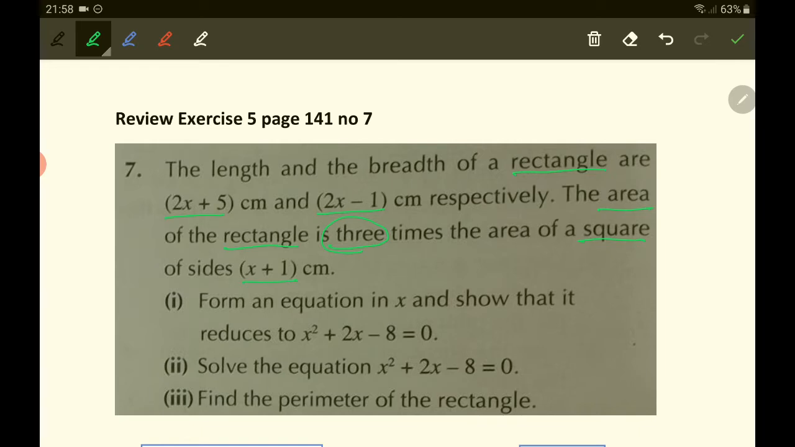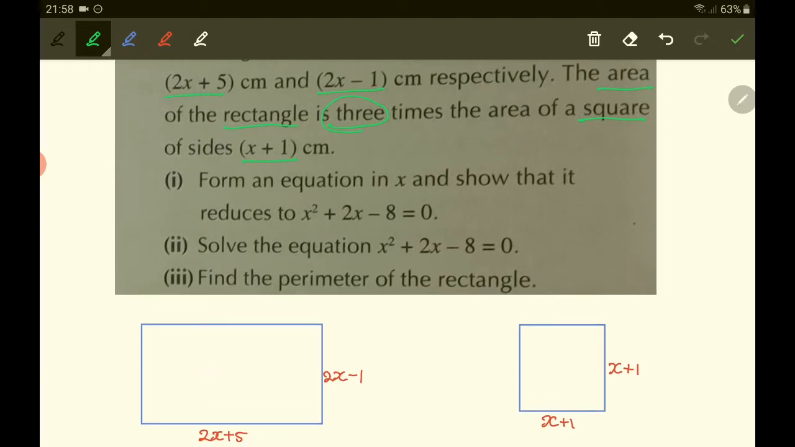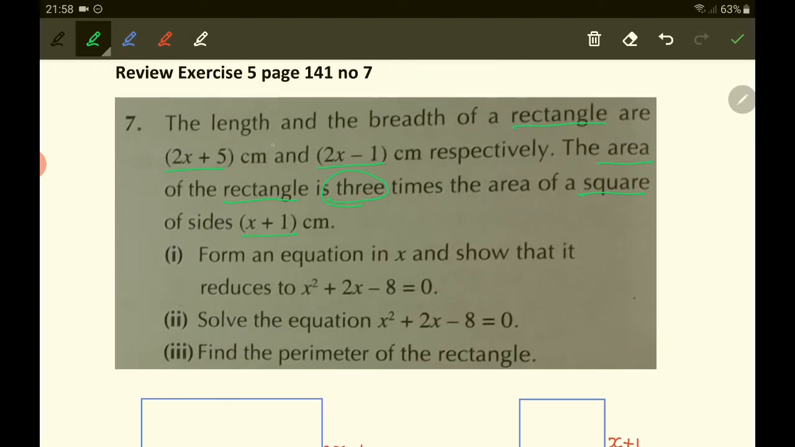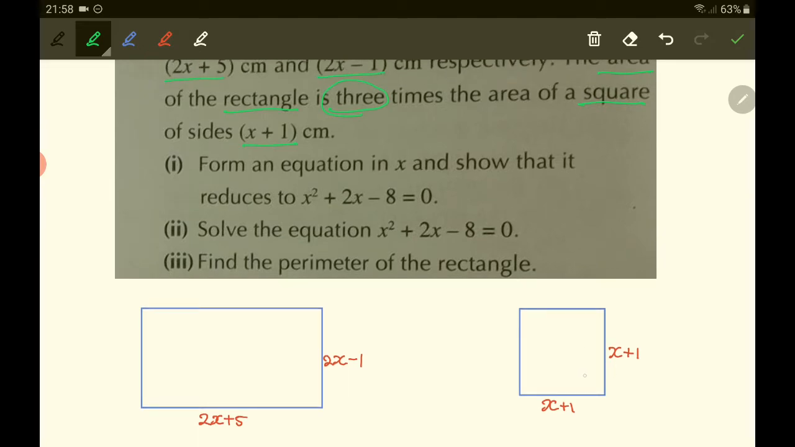So we have a rectangle and also a square, and the area of the rectangle is 3 times the area of the square. So we draw the rectangle and the square. The length of the rectangle is 2x plus 5, and the breadth or width is 2x minus 1. And then the square, the side is x plus 1. The question is, form an equation in x and show that it reduces to x squared plus 2x minus 8 equal to 0.